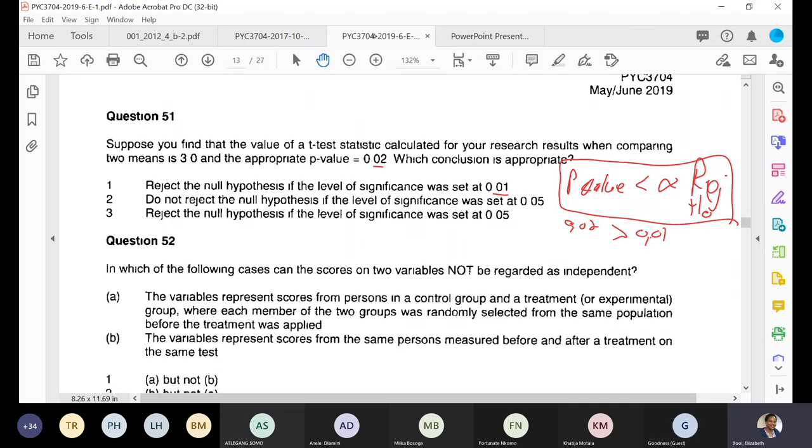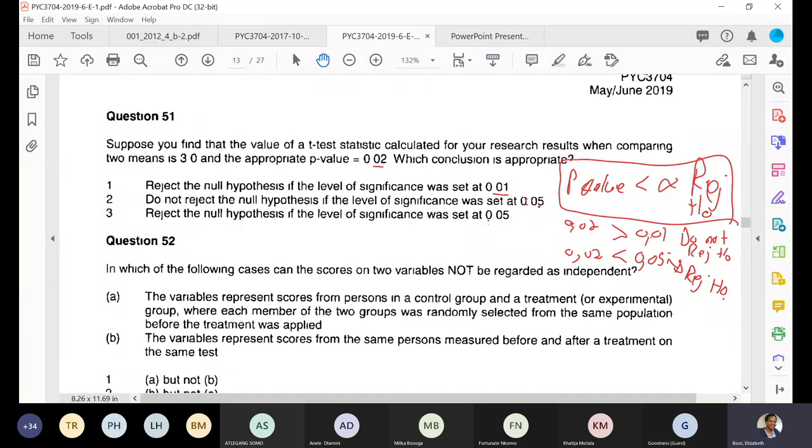So therefore, we are not rejecting the null hypothesis here. So this one says do not reject the null hypothesis. Then go to the next one. The two that are left are the same. Your p-value is 0.02 and your level of significance is 0.05. Put the sign: 0.02 is less than 0.05. So therefore, this one says we reject the null hypothesis.